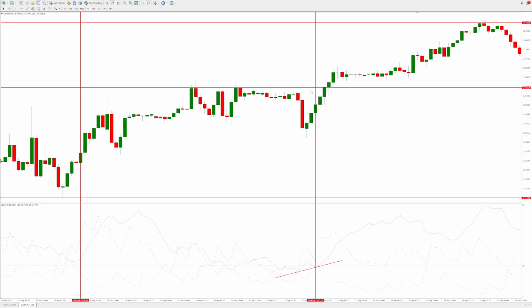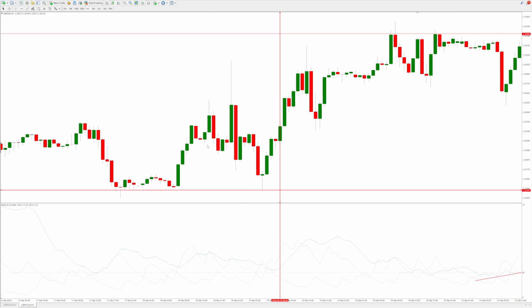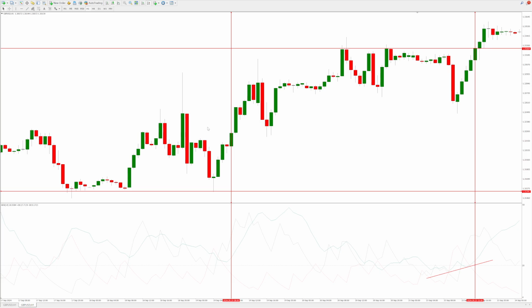You also have another resistance level there if you just want to wait for the breakout. Okay, wait for the breakout and confirm with the ADX. Upwards momentum, green above red. That's a nice trade. Okay, so going back to this example, this wasn't actually a breakout of resistance.